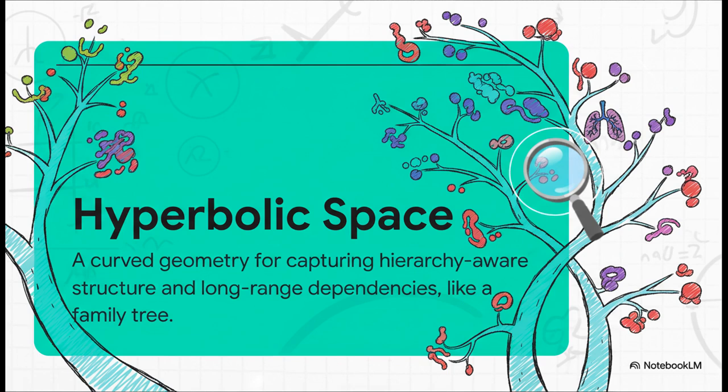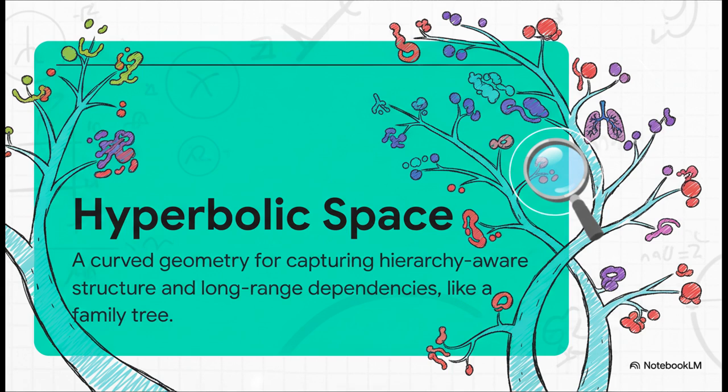And then there's the second way of seeing things, hyperbolic space. Now, this is different. It's not a flat grid. The best way to think about it is like a family tree. It's all curved and branching. This kind of geometry is amazing for understanding the big picture relationships, the hierarchy.